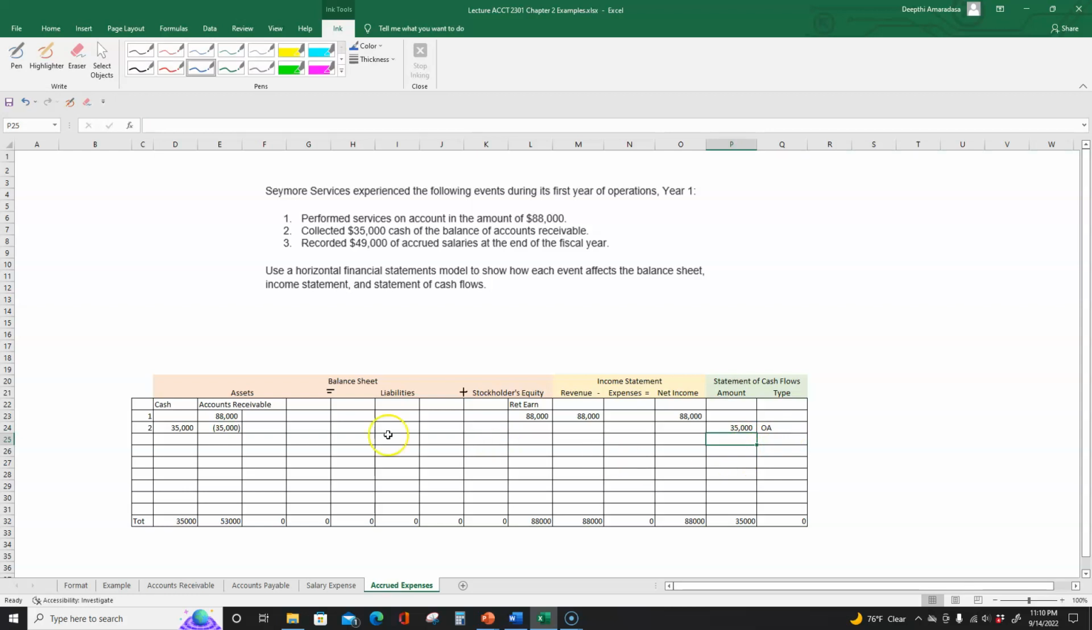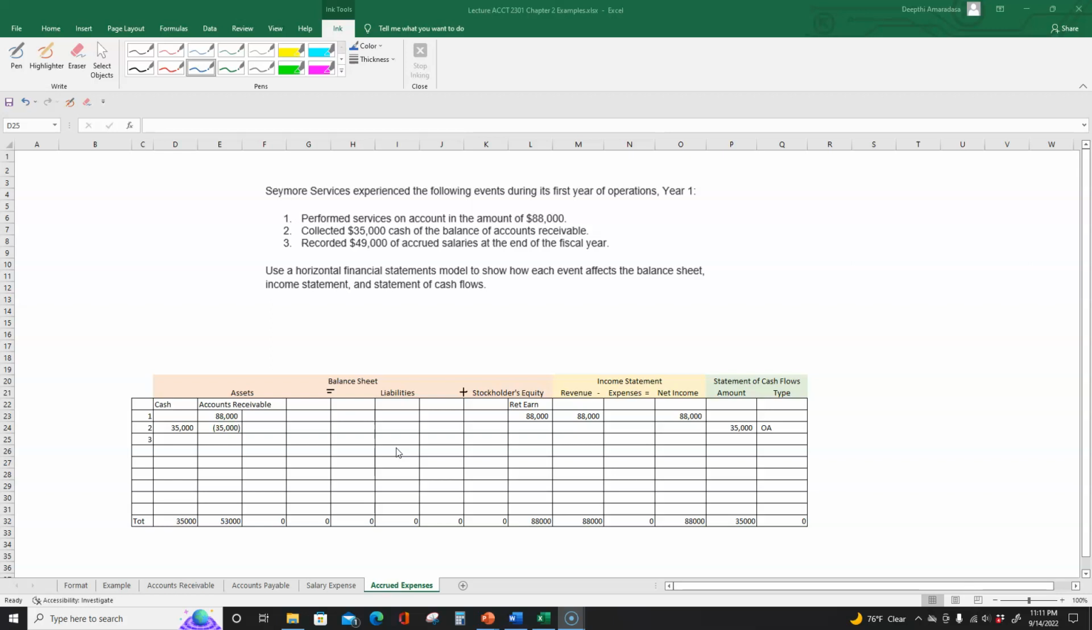Let's look at transaction 3. Transaction 3 says we recorded $49,000 of accrued salaries at the end of the fiscal year. So now we're at the end of an accounting year, and they're telling us that they're accrued salaries. What are accrued salaries? These are salaries that we have used up. So basically, our employees worked for us during the end of the year, but we have not paid yet.